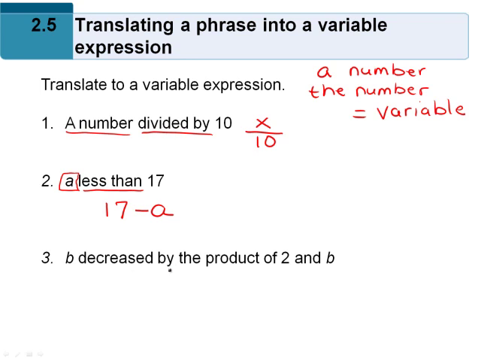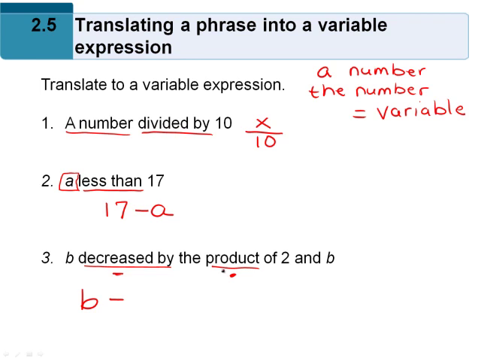Now, the next one, we've got a little bit more involved of an expression. B decreased by the product of 2 and B. So, they've given us our variable B, okay? We have the key phrase decreased by, and we also have product. So, remember, decreased by is subtraction, and product is multiplication. So, we've got subtraction and multiplication. So, if you want B decreased by something, you're going to start with B and minus because we're going to decrease it by whatever comes next.